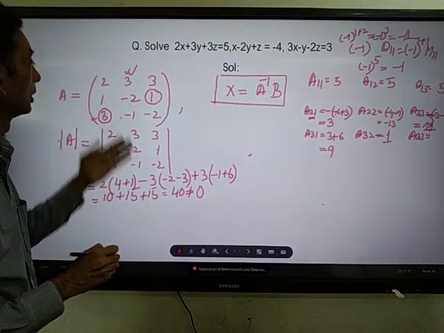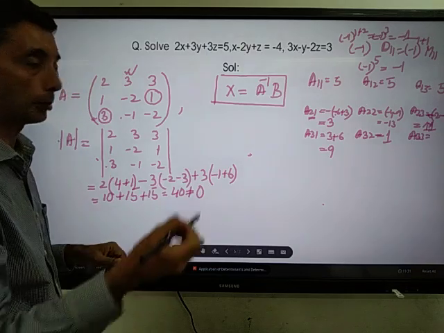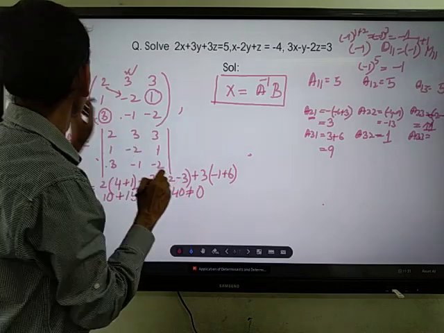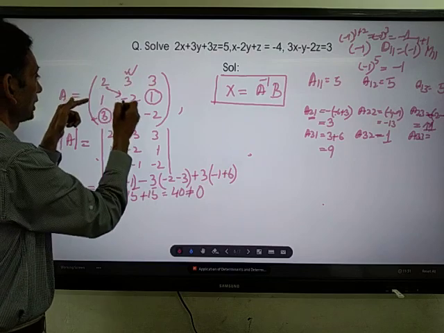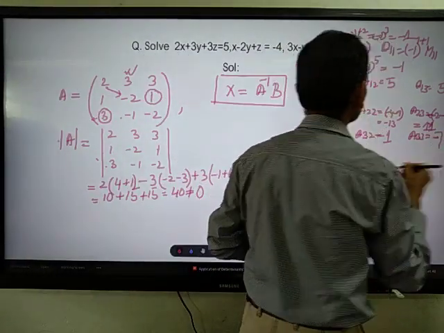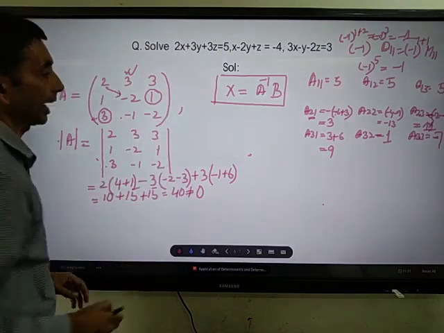2 into minus 2 is what? Minus 4, and 3 into 1 is minus 3. You multiply this, 2 into minus 2, it's minus 4, and you need to multiply 3 into 1. 3 into 1 means it's minus 3. So minus 4 minus 3, it's minus 7. So you got the cofactor of all the 9 elements.